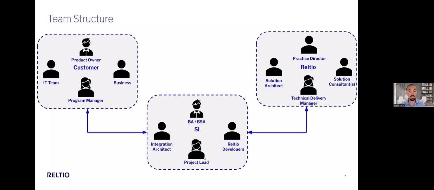Sometimes there is an SI involved, a partner of Reltio. If that's the scenario, they're often bringing a BA, integration architect, project lead, of course, and a Reltio developer. If not, we would bring these roles ourselves. And then we'll want to think long-term too on the customer side. When we leave or the SI leaves, who are the developers long-term, who's owning it, and who will configure it going forward, unless a partner is retained long-term.